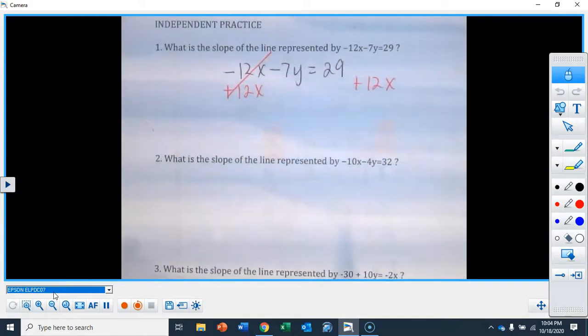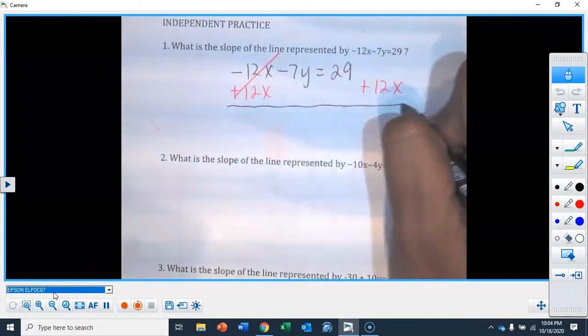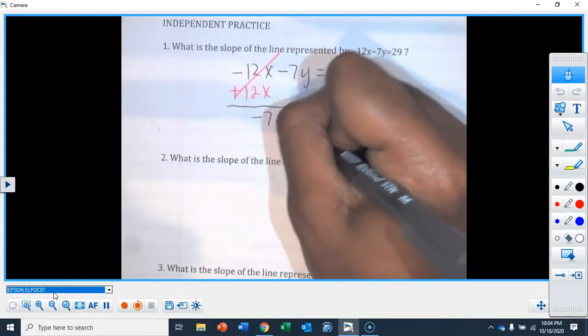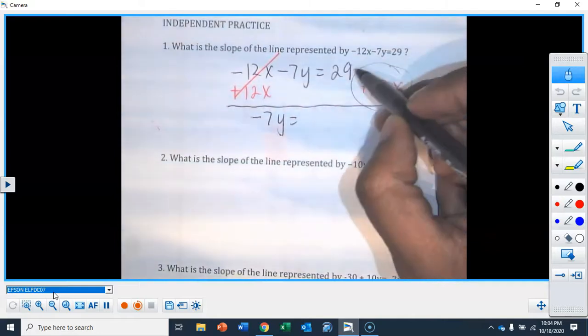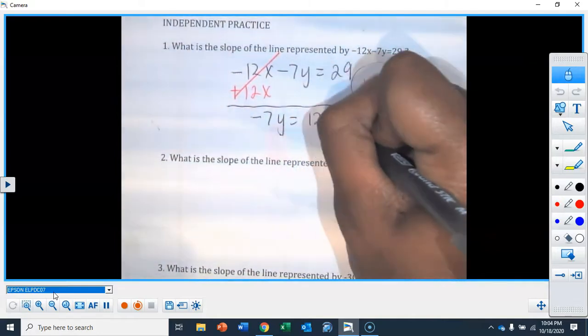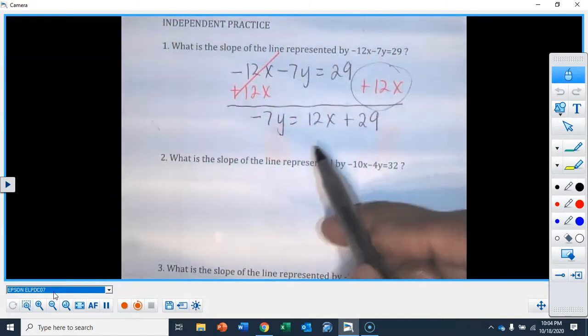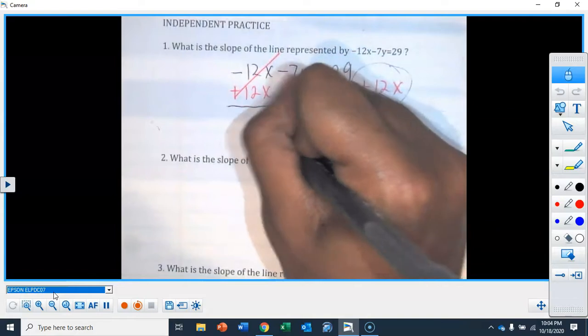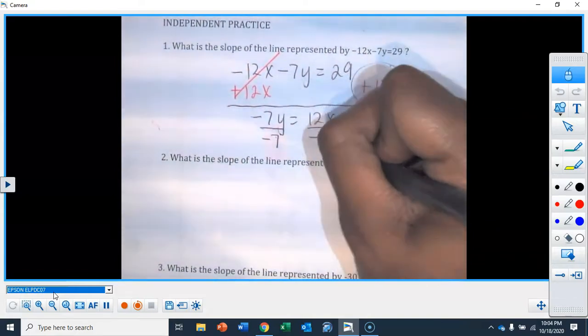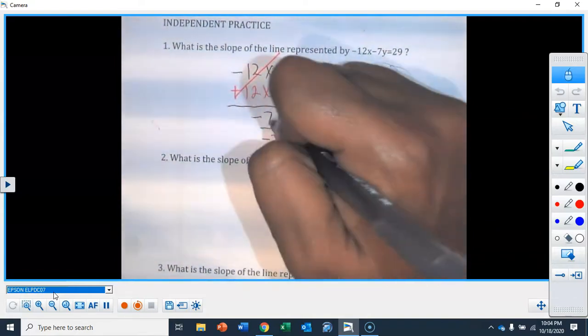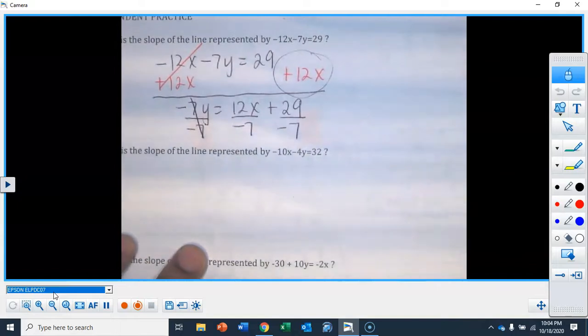That's gone. Rewrite this very carefully. So now we have negative 7y is equal to, write the x term in front of the constant. So this is a positive 12x plus 29. Last step is to divide negative 7 to every single term. Okay, now what's our final answer?